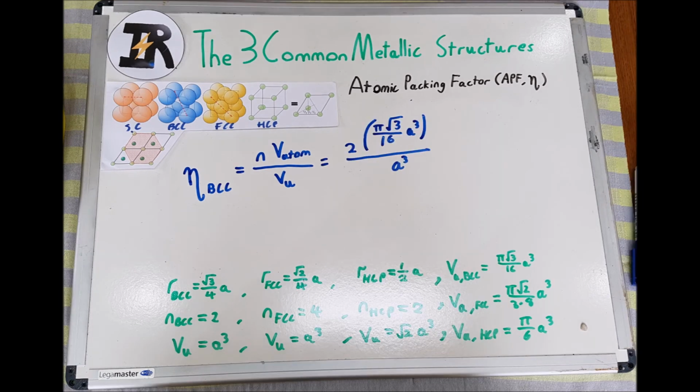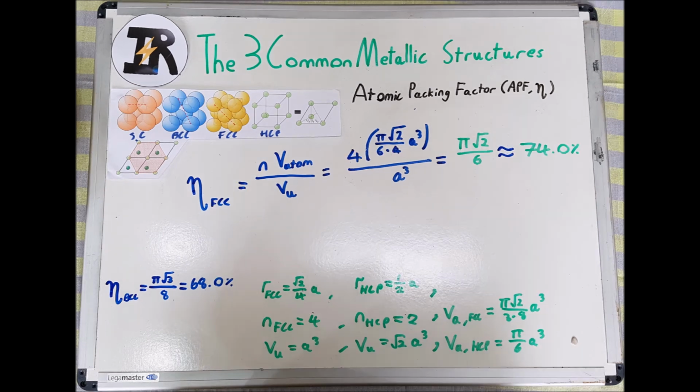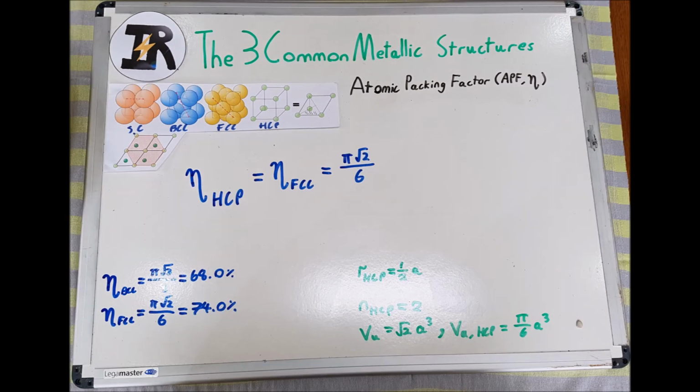Inputting our previously calculated values, we obtain this. As seen, the a cubed term does cancel out, with the atomic packing factor being pi √3 all over 8. This atomic packing factor value means that 68.0% of the total volume of the unit cell is occupied by the volume of the constituent atoms. Repeating this for the FCC, we obtain this equation, which can be simplified to pi √2 all over 6. I've left the atomic packing factor value of HCP for you to calculate, using the equation given to you earlier.